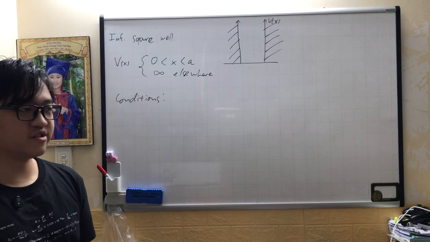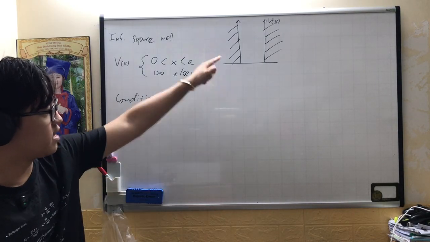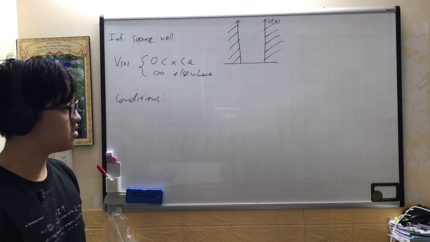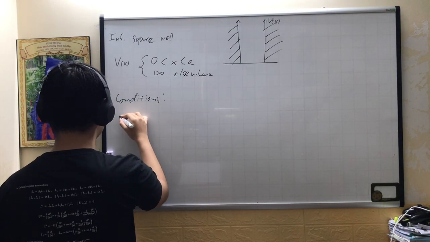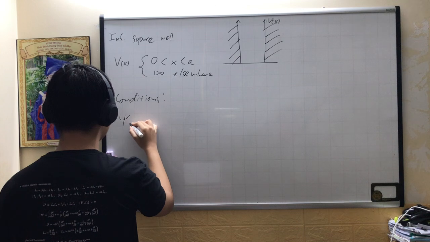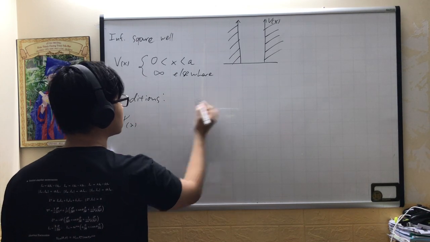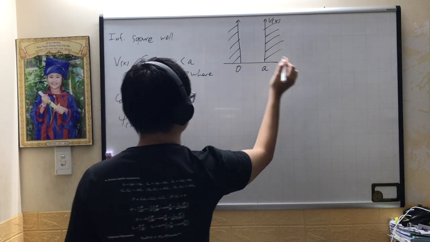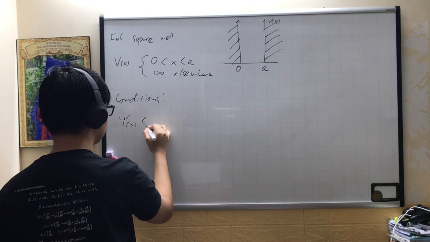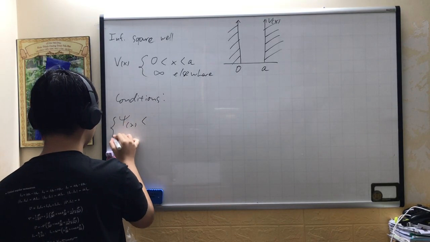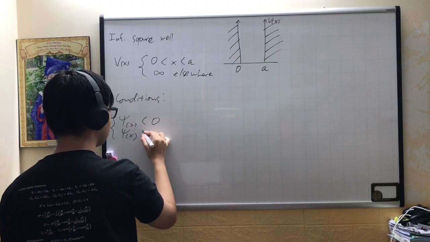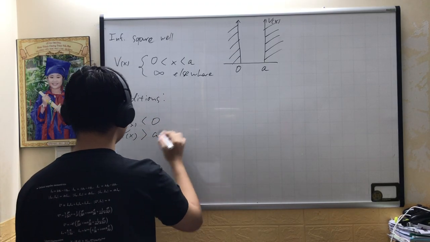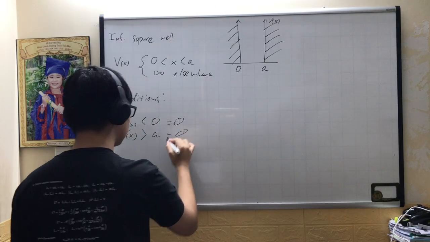First condition, as I said: outside that region, your wave function is going to be zero. So this is 0 to a. If x is smaller than 0 or greater than a, the wave function would be 0.